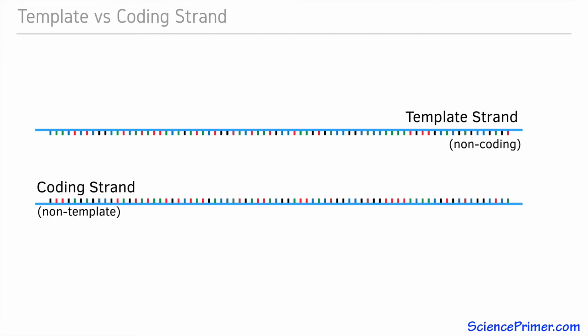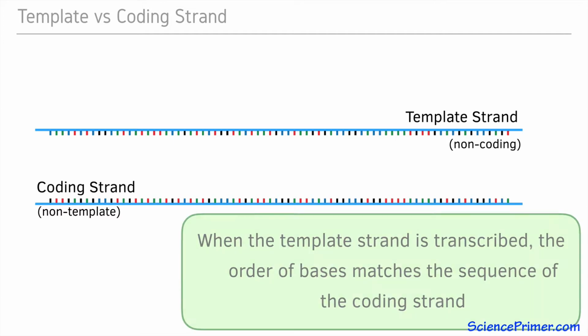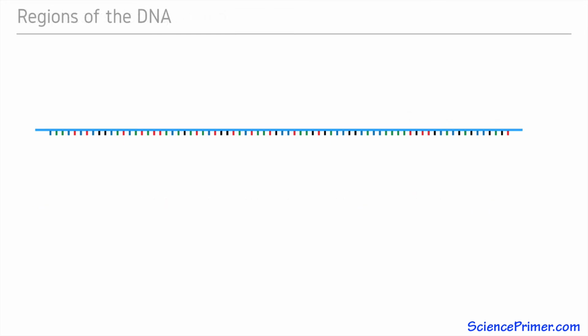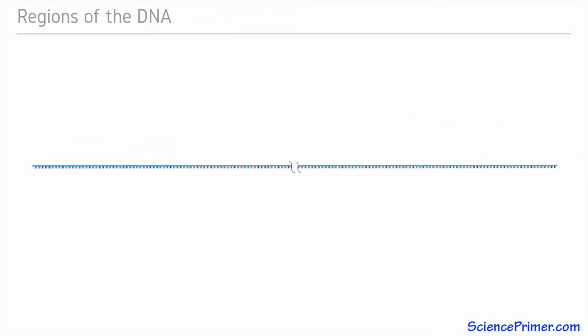It is called the coding strand because after transcription, the order of bases in the RNA strand matches the order in the coding strand, except that it contains RNA nucleotides instead of DNA nucleotides. The lengths of DNA used to synthesize individual proteins are relatively short compared to the overall length of an individual chromosome, but they are typically thousands of bases long.